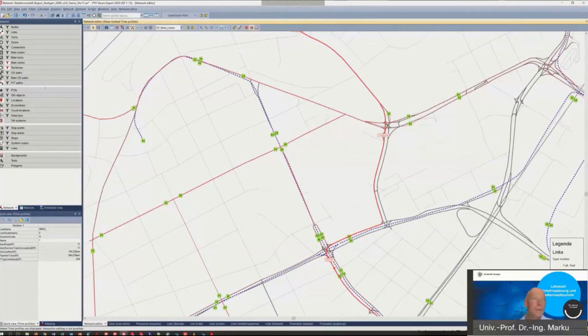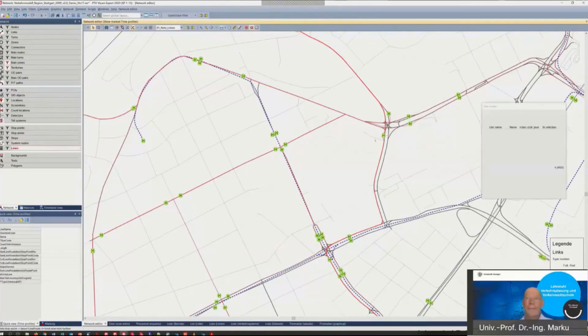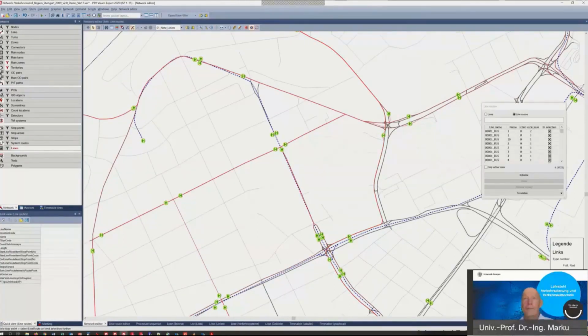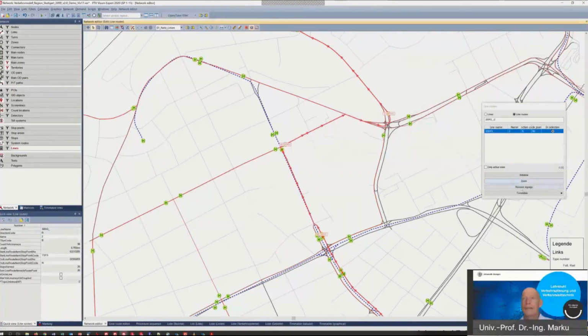But we can also look at that line and, whoops, where is it now? If I select this, I could create the timetable and I could look at the timetable. For whatever reason, it's not coming. Okay.